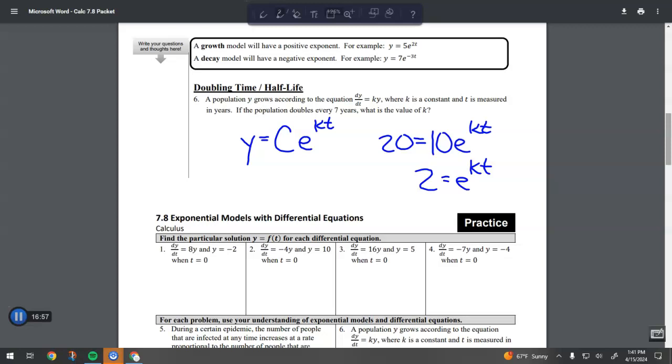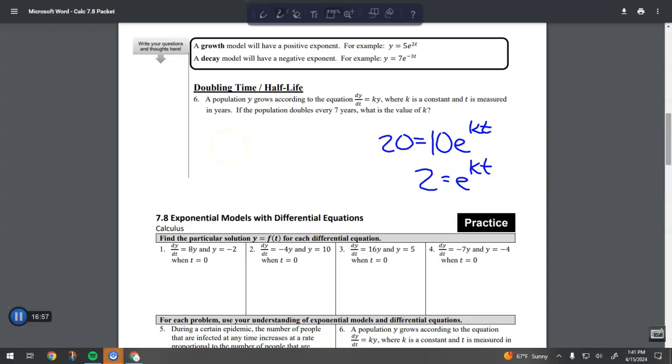So the initial amount doesn't really matter. You just need to know that when you do the end amount divided by the initial amount, you get 2. If it was a half-life problem, what would you put here? You put 1/2. If I want to know when things quadruple, I would put a 4. The starting amount doesn't matter. So, doubles every 7 years.